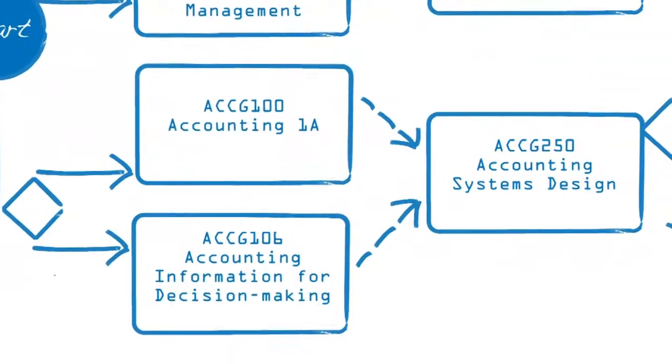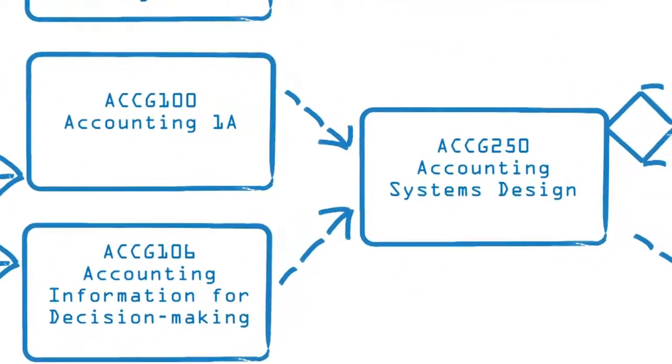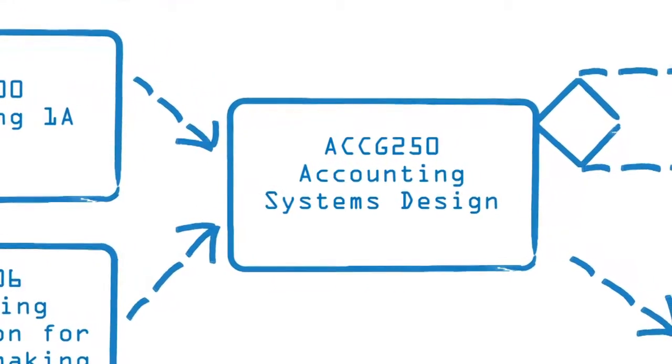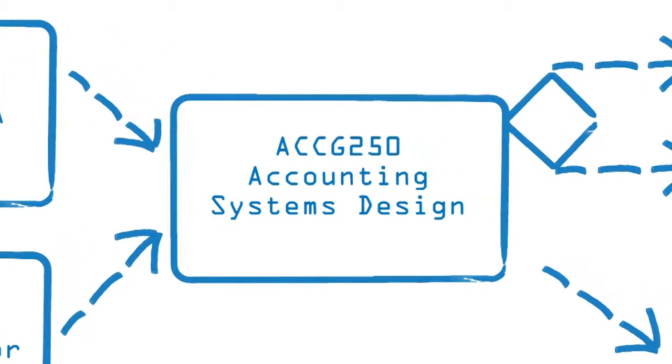In the second year, there's a further unit in accounting and information systems directly related to accounting. ACCG 250 Accounting Systems Design is a unit that gives the students an appreciation of applications of information systems.